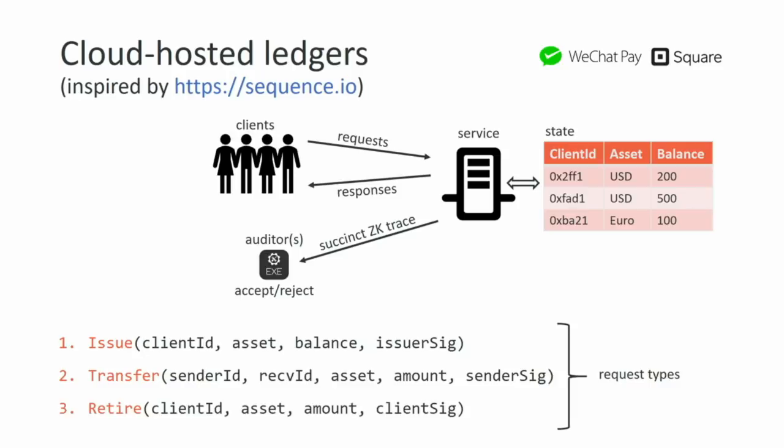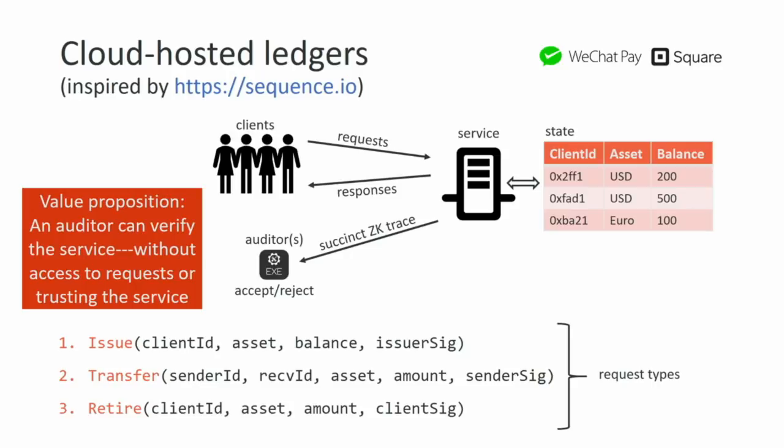So in the status quo, if somebody wants to verify the correct execution of this service, they have to get a complete trace of all the requests, responses, and the internal state of the service. But with SPICE, an auditor can verify the correct execution of the service without access to any of the requests or the responses. And it does not have to trust the infrastructure on which the service is running.